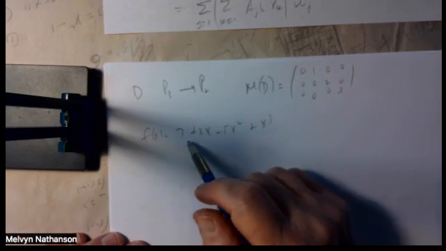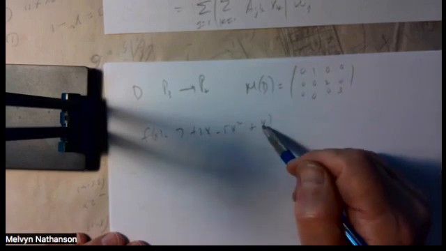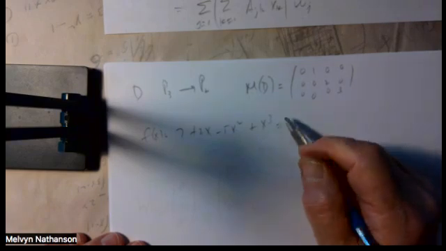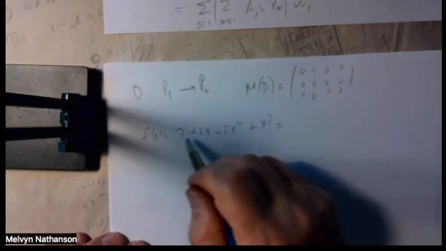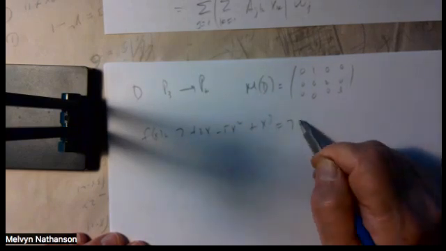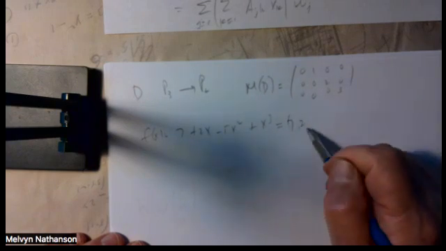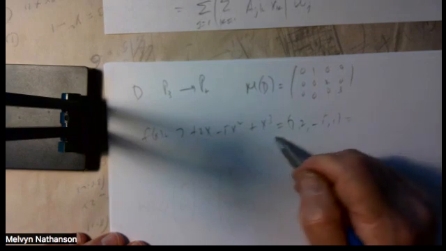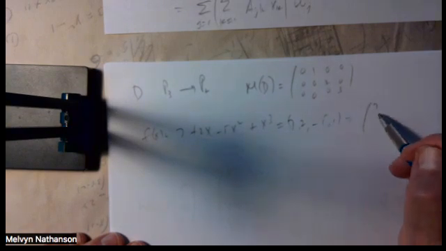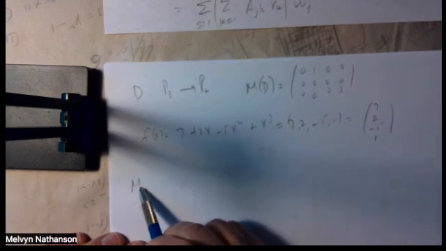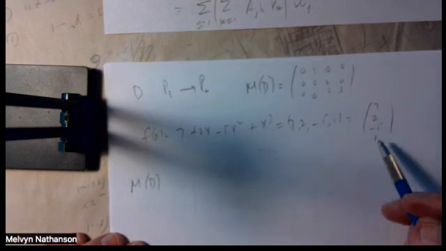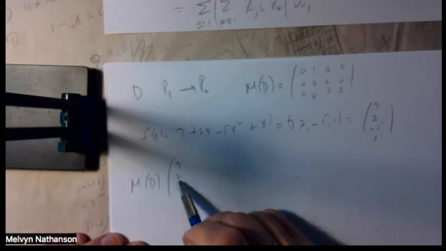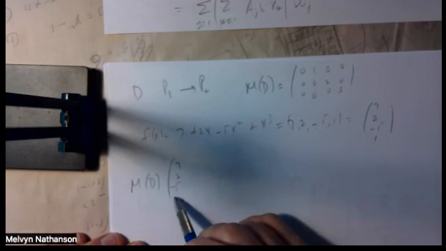So the basis is 1, x, x squared, x cubed. The coordinates for this as a column vector would be 7, 2, minus 5, 1. So suppose I take this matrix and I multiply it by the coordinate vector 7, 2, minus 5, 1.